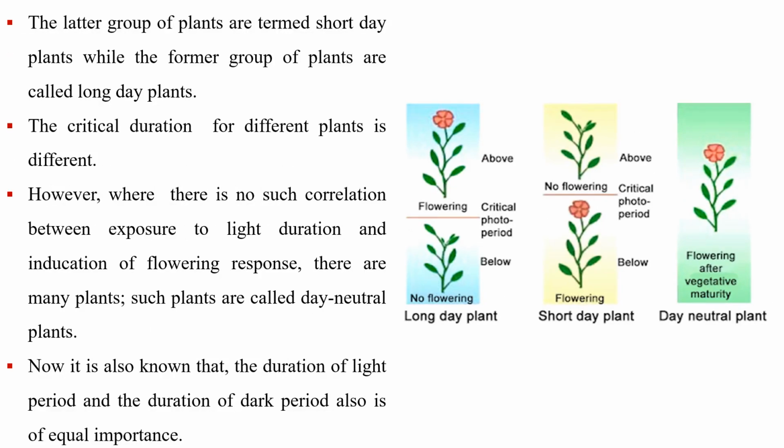The latter group of plants are termed short day plants, while the former group of plants are called long day plants. The critical duration for different plants is different. However, there are many plants where there is no such correlation between the duration of light exposure and the induction of flowering response. Such plants are called day neutral plants. Now, it is also known that the duration of the light period and the duration of the dark period are of equal importance.